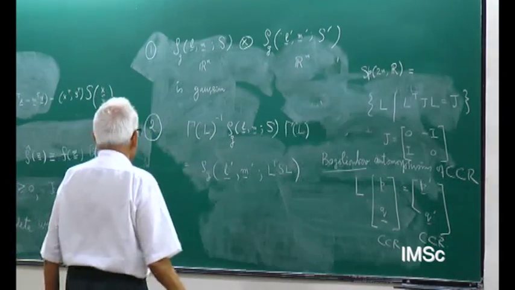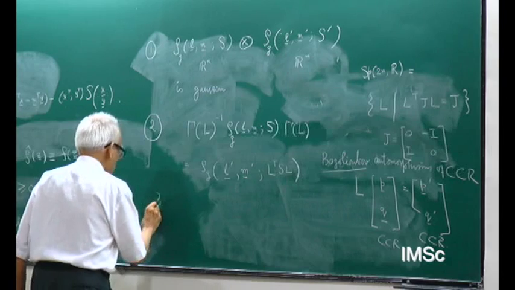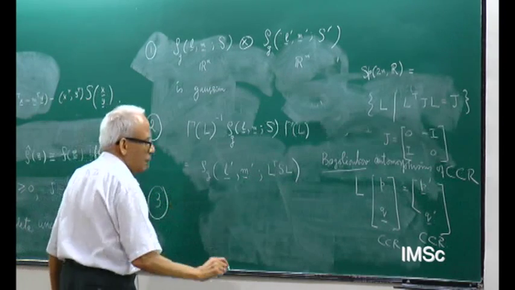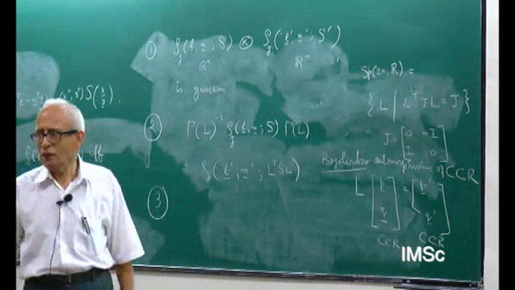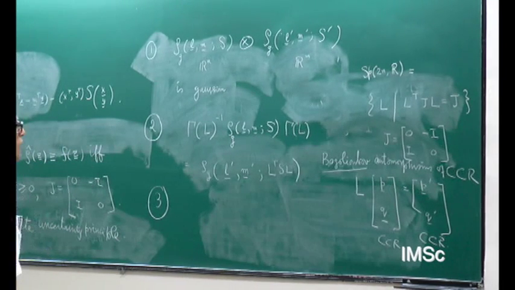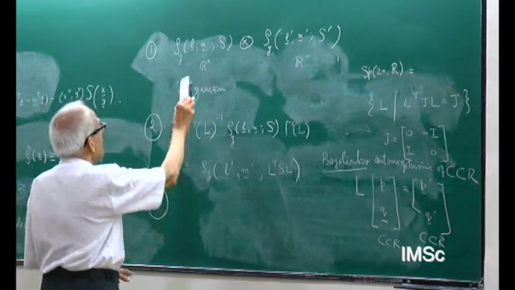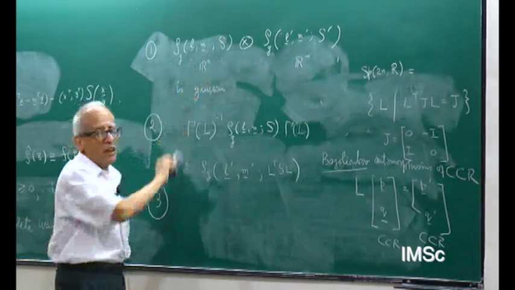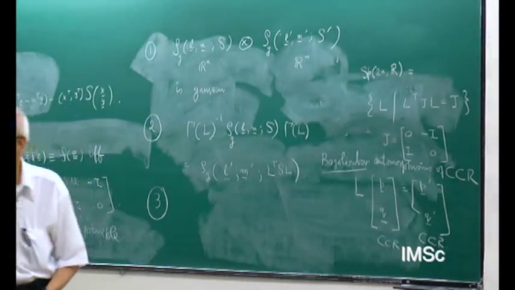Right. And thirdly, what is this little L and little M? Oh, L is the mean value of P, M is the mean value of Q. Okay. Yeah, I mentioned.